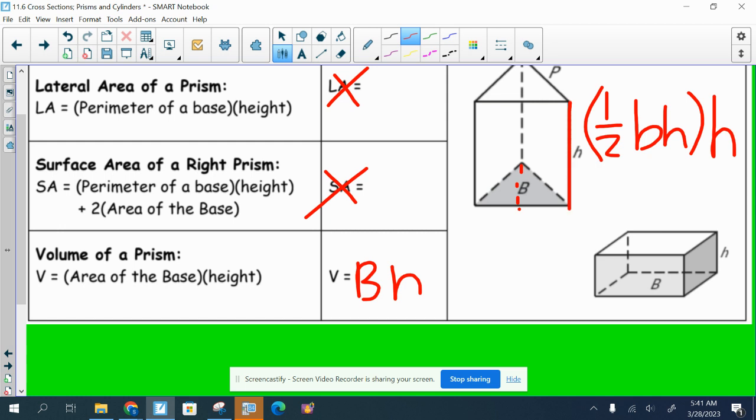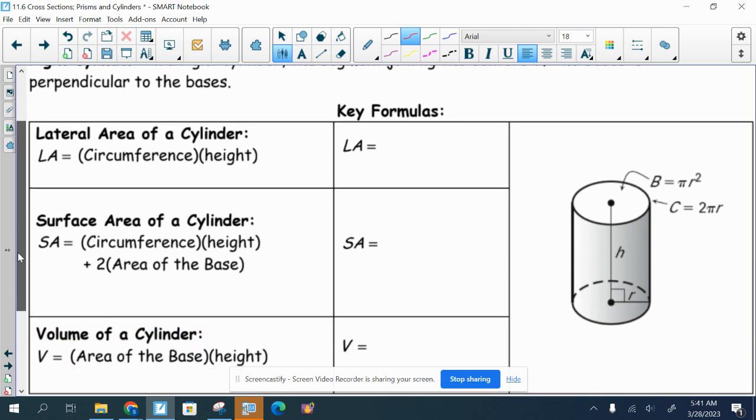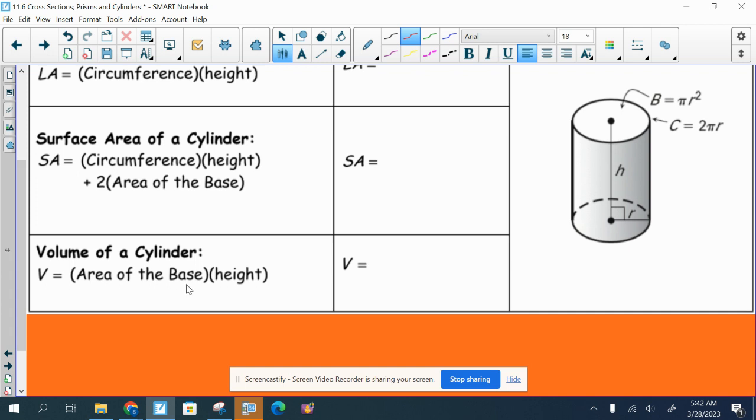And then for the other one, the base is length times width. So it's length times width times height. A cylinder is basically a prism, but the base is a circle. So when you take the volume of the cylinder, you're just doing area of the base, which is pi r squared, times the height, which is h. So not different, just you have a circle as your base.